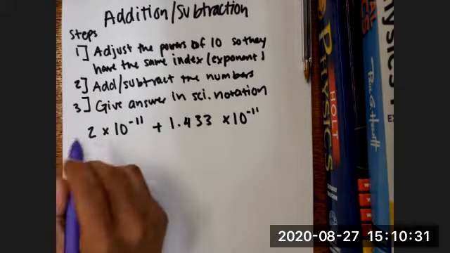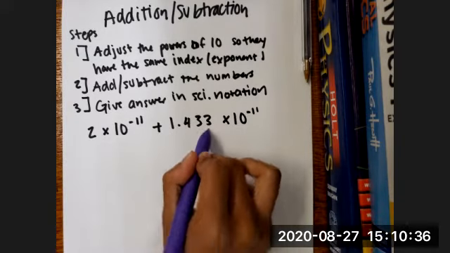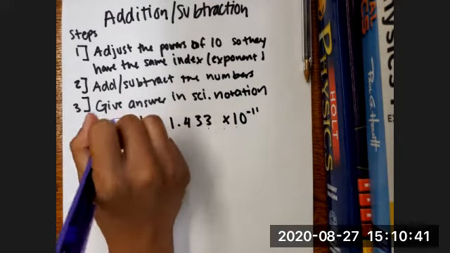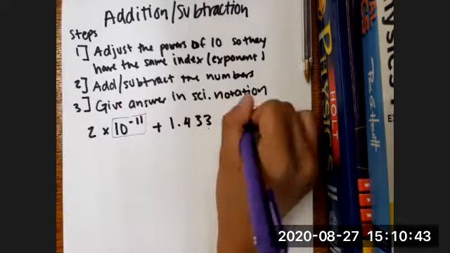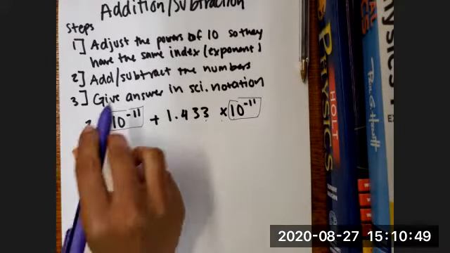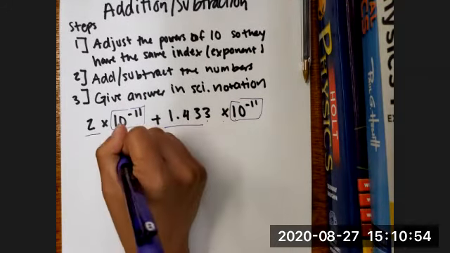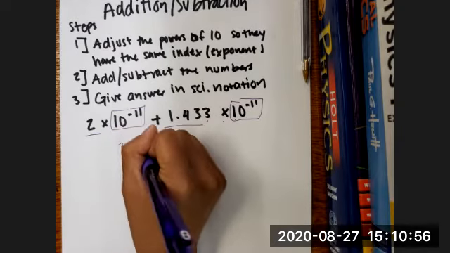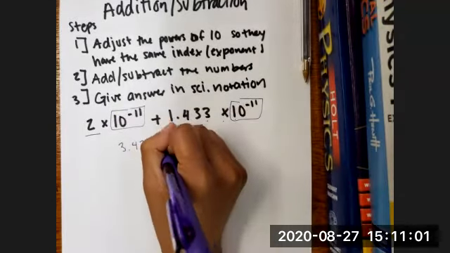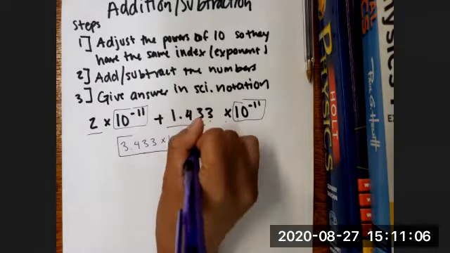So the first one in the PowerPoint, I have 2 times 10 to the negative 11 plus 1.433 times 10 to the negative 11. I see that my powers of 10 have the same exponent, so I don't have to worry about that for this example. So all I have to do is add the numbers. 2 plus 1.433 is going to be equal to 3.433. And then lastly, give the answer in scientific notation, times 10 to the negative 11th power. And that is my answer for the first one.